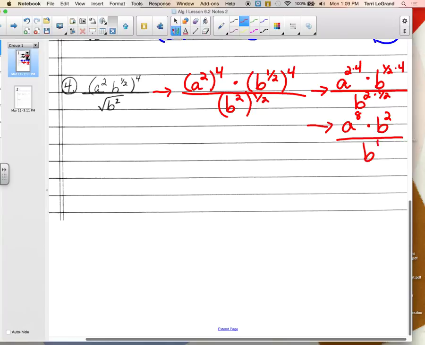Do we have any addition or subtraction going on upstairs? No. So when we don't, can we divide like bases like this? Okay, so this A to the 8th is going to stay upstairs because it's got a positive power. No sense to mess with it. Leave it alone. And we're going to now have times B to the 2 minus 1 power, when we're dividing. And that's going to become A to the 8th times B to the what power? First power. Cleaned up, our answer is A to the 8th B.